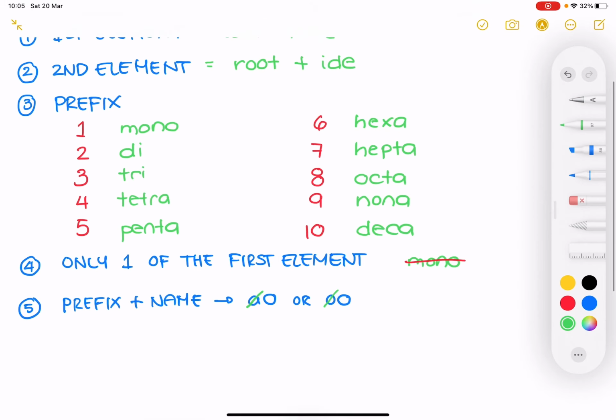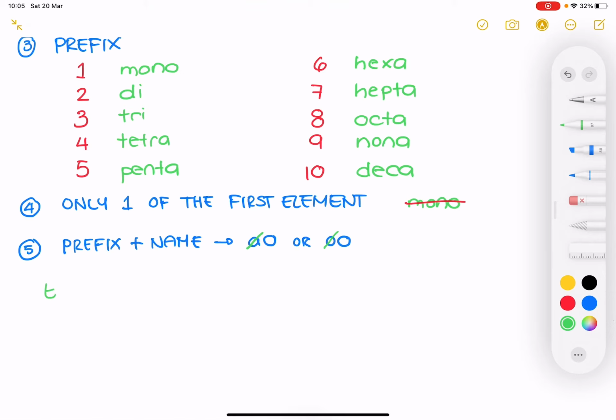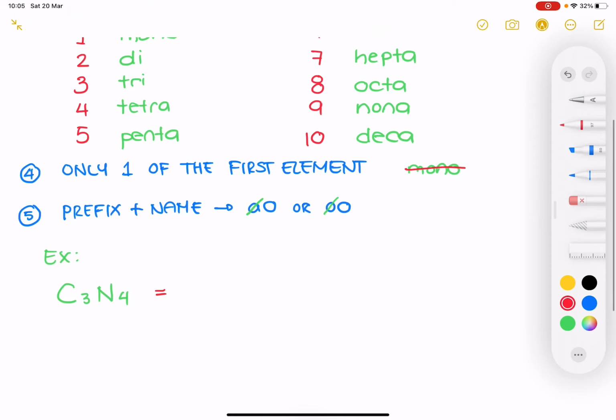Okay, so let's try to make use of some examples. Suppose I have C3N4. Okay, so the first element is just given its real name, the usual name, carbon. Since I have 3 carbon, I'd say it's tricarbon. Now I have 4 nitrogen. I'll use tetra, the root of nitrogen, followed by IDE.